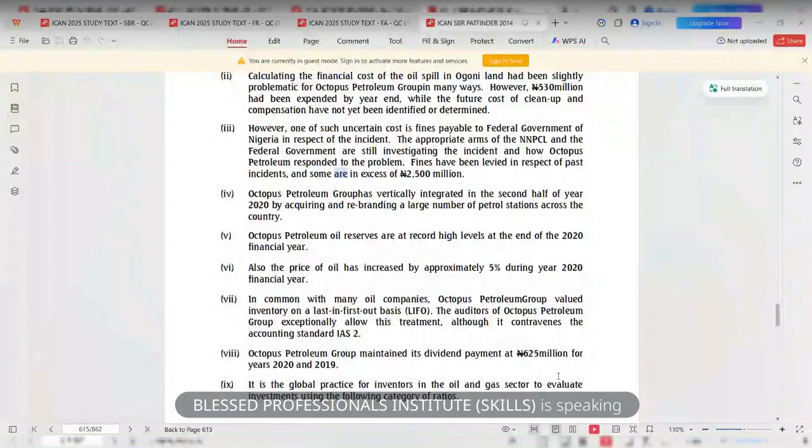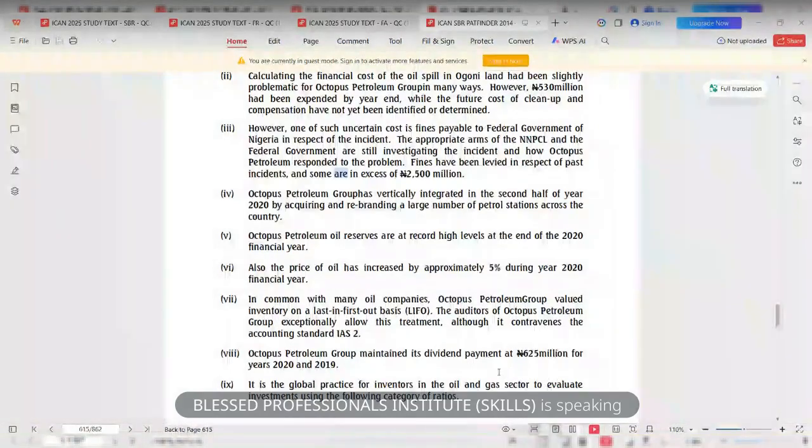Okay, we have the profit percentage of the company is good enough, with increasing margin, improved revenue, and adequate provision made for possible cost of oil spillage. Also, the group has been able to maintain the same level of dividend payment for the years 2019 and 2020, despite the huge provision made for cost associated with oil spillage.